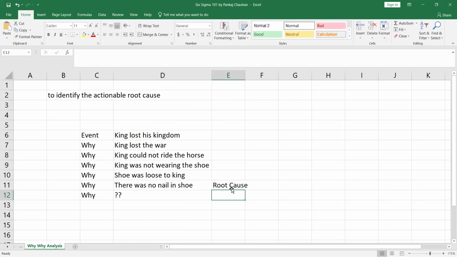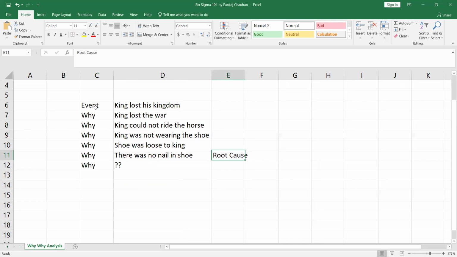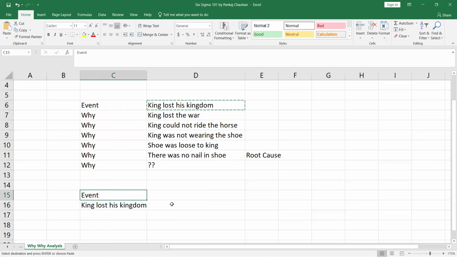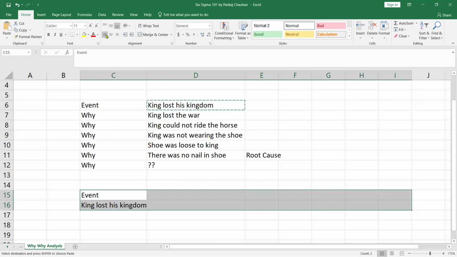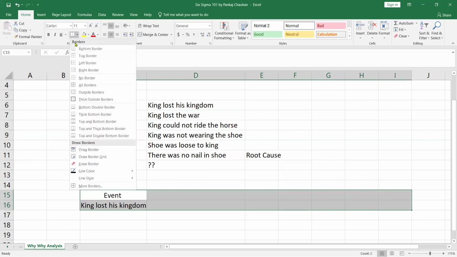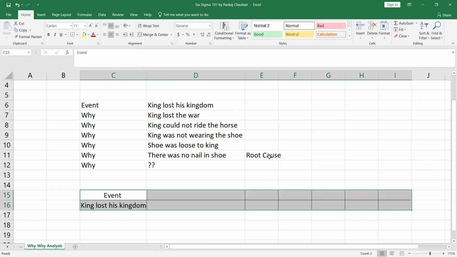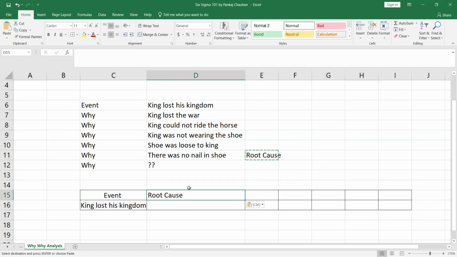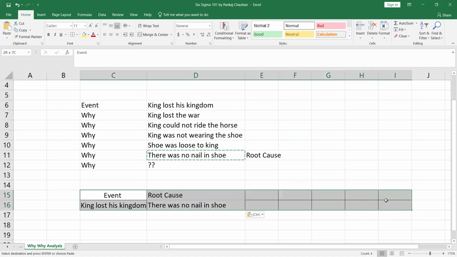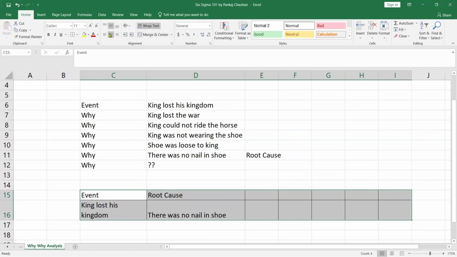So if we develop an action plan, what was my event? The event was that the king lost his kingdom. Why the king lost his kingdom is the root cause that we have to identify. And the root cause of the problem that the king lost his kingdom is that there was no nail in the shoes. And I really don't know why there was no nail in the shoes. So this is the last thing we got here.